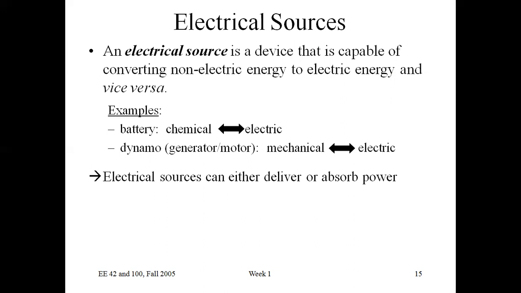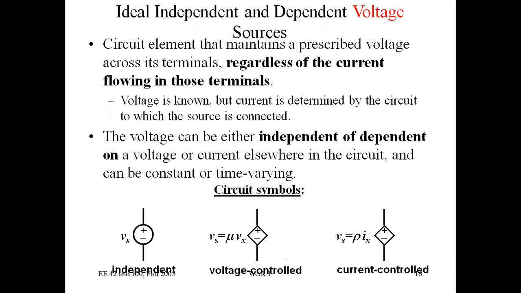A dynamo or generator, it is nothing but a motor in reverse. It converts mechanical energy into electric energy. Electrical sources can either deliver or absorb power. That depends upon the type.